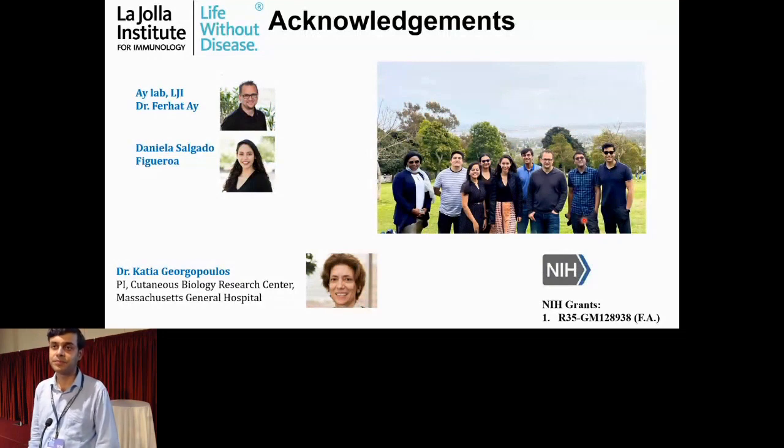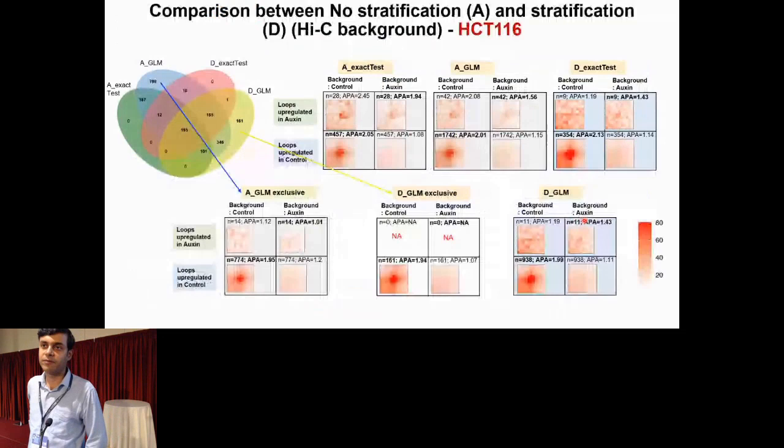Thank you. I was curious, is there a way to assess these differential loops that you're getting? First of all, using the different approaches, how much overlap is there across them? So I have shown a Venn diagram for different data sets.